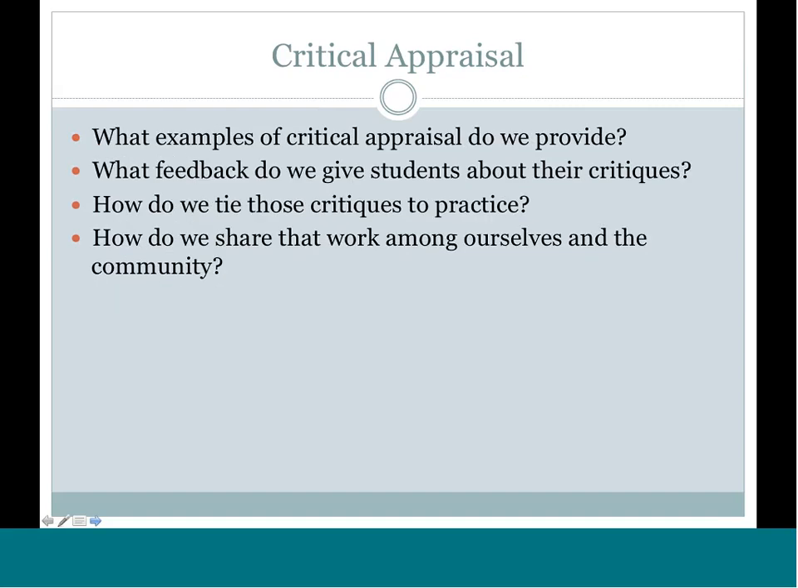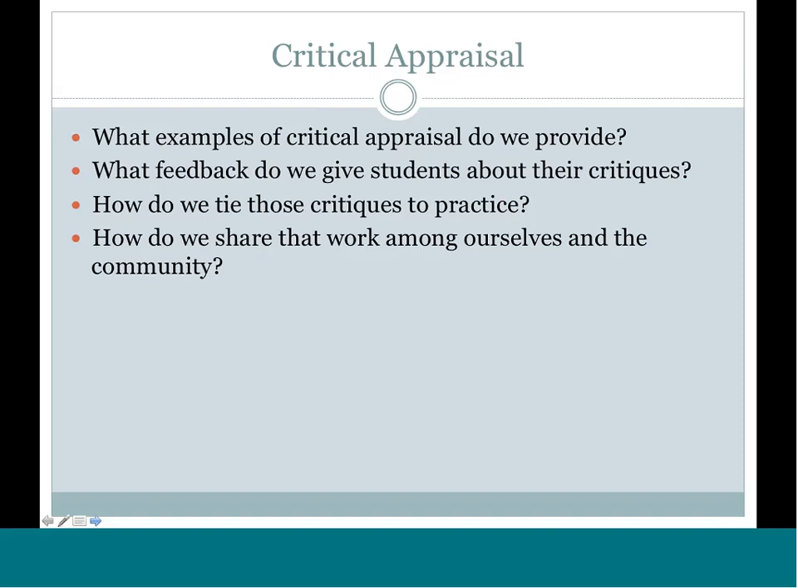Then critical appraisal. We expect them to do that, so how do we model that in different places, from the clinic on down, to be able to say, well, here are the strengths and weaknesses of this. When I looked at that article, I found this, that, and the other thing. Where am I convinced and where's my skepticism relative to the literature?